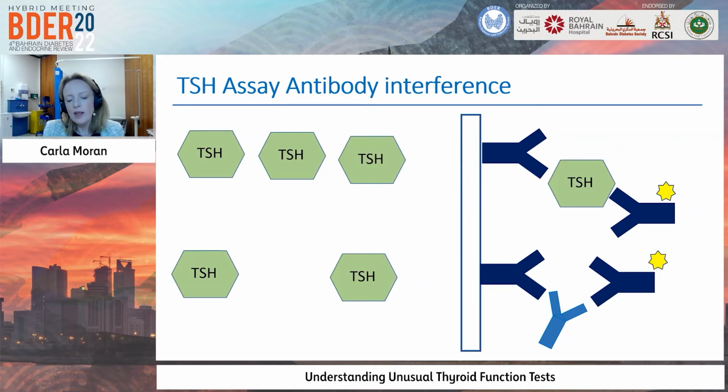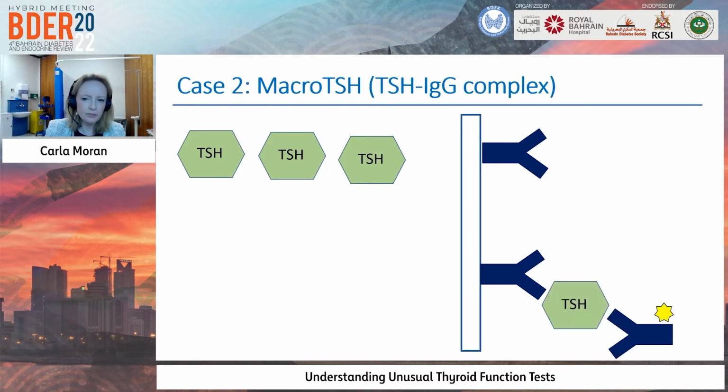Now, it is possible that we can develop antibodies that sandwich these two antibodies. So essentially they behave like TSH and they act as a bridge between the antibodies. And so a higher signal is produced. And so a falsely elevated TSH result is returned.